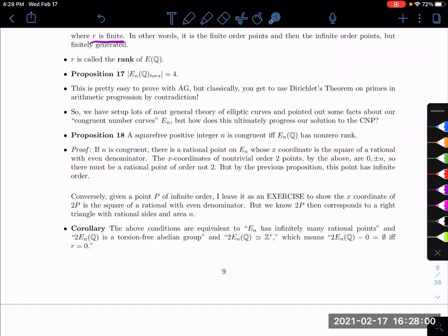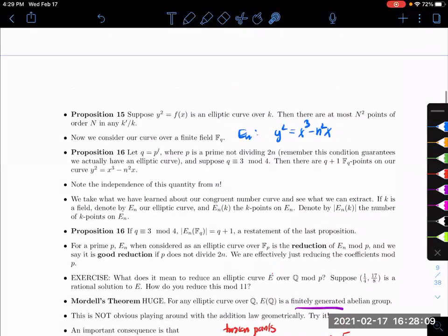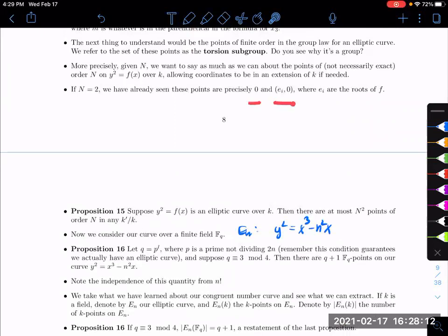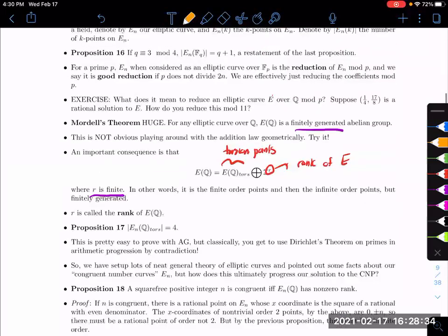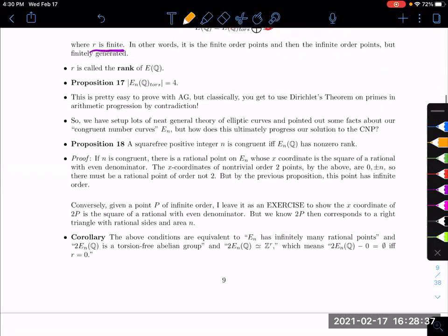Okay. But the x-coordinates of non-trivial points of order 2 by the above are what? 0, 0, and e_i comma 0, where e_i are the roots of the right-hand side of your elliptic curve. What are the roots of my right-hand side here? The roots here are easy to see because you can just factor an x out of this. So the roots are 0 and plus or minus n, right? So what is that telling me? That tells me the non-trivial points of order 2 have x coordinates 0 or plus or minus n.